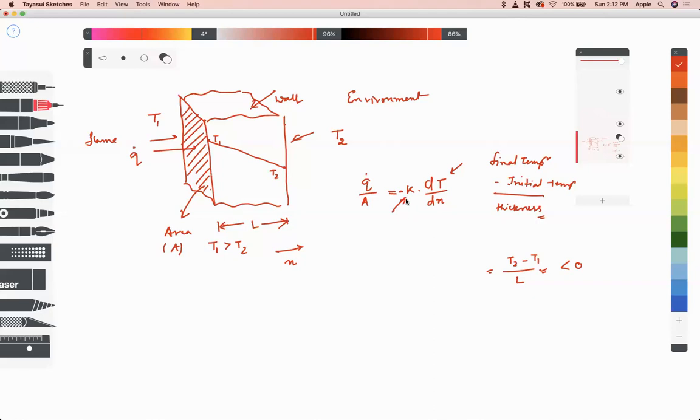Also, thermal conductivity, as you can see, is directly proportional to this whole scenario. As a result, the higher the thermal conductivity, the faster the heat transfer from this end to this end of the wall.